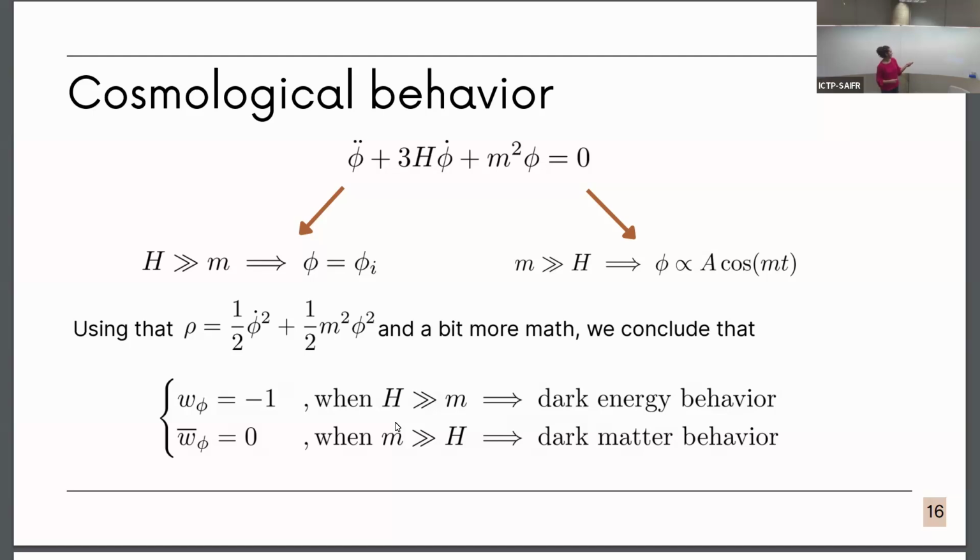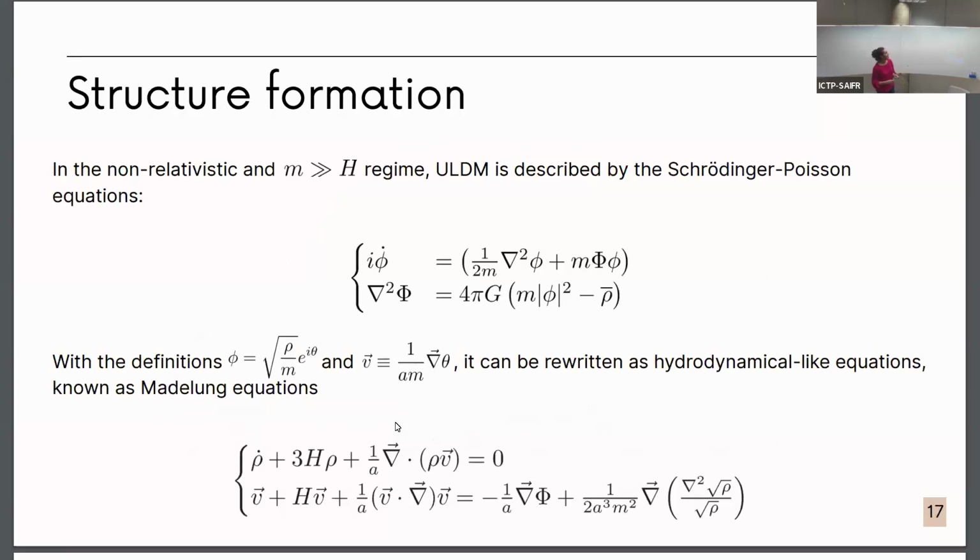May I move on? So in this non-relativistic regime, where the mass is much bigger than the Hubble parameter, you can start forming structure with this kind of candidate. And in this regime, you can describe ultralight dark matter with a Schrödinger-Poisson system of equations. And the nice thing is that if you do a change of variables like this, you arrive at the Madelung equations, that are hydrodynamic-like equations for this fluid.